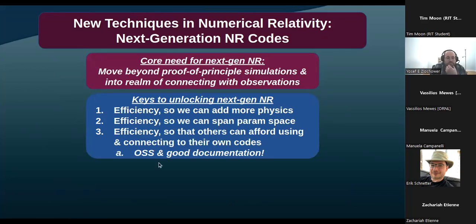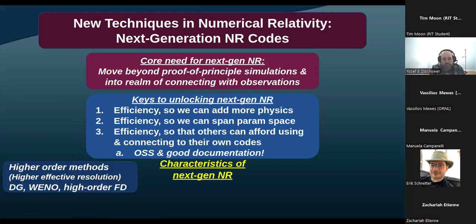And of course, that requires the extension. I think this is a wonderful thing happening in our field where more and more of us are open sourcing our codes and releasing them with good documentation. And this, I think, is an essential feature to the future of our field so that others can connect their codes with ours. So just some general characteristics.